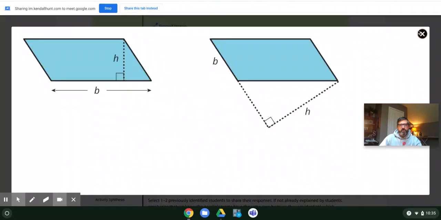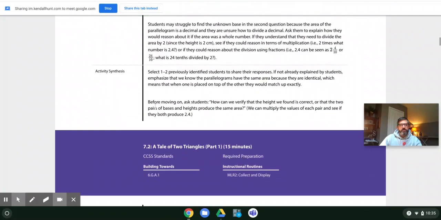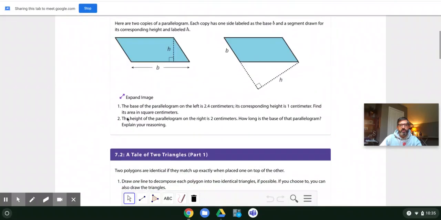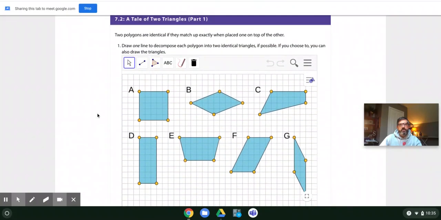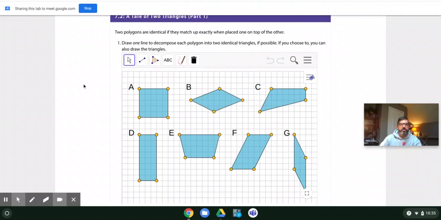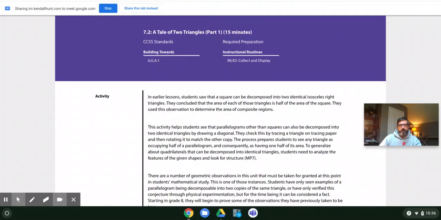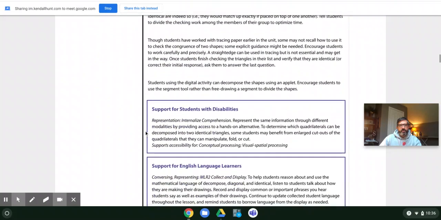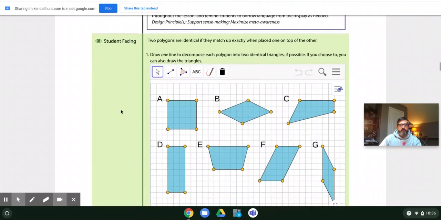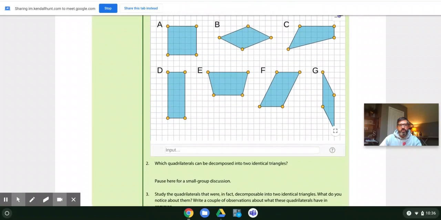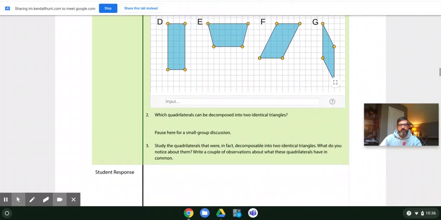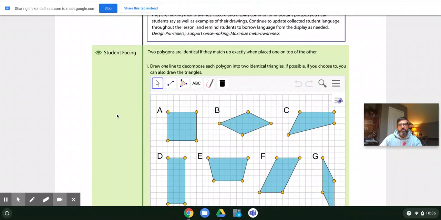So let's scroll on down, and then we'll look at some triangles. So remember also, if two polygons are identical and they match up exactly when they're placed on top of each other, they have the same area. So here we've got several polygons that we're going to look at. And what we're going to do is draw one line to decompose each of these polygons into identical triangles if we can.